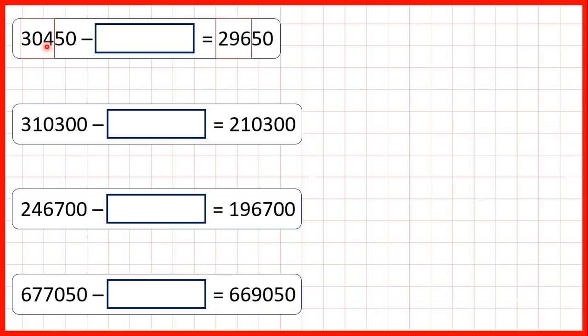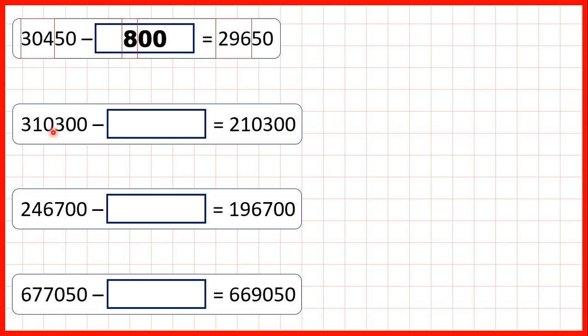We have 304 circled here and 296 circled in our answer. Now 304 minus 8 is 296, so our missing number is 800. That's 8 with 2 zeros on the end, because we can see that the last two digits of our number, so our tens and ones, have stayed the same.